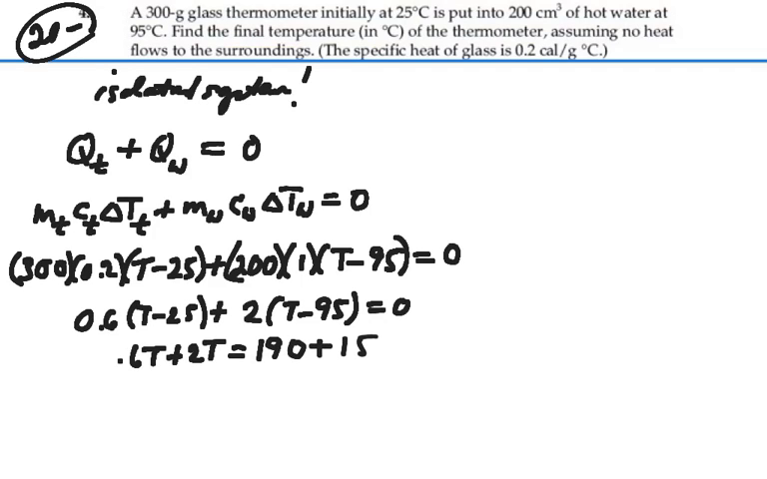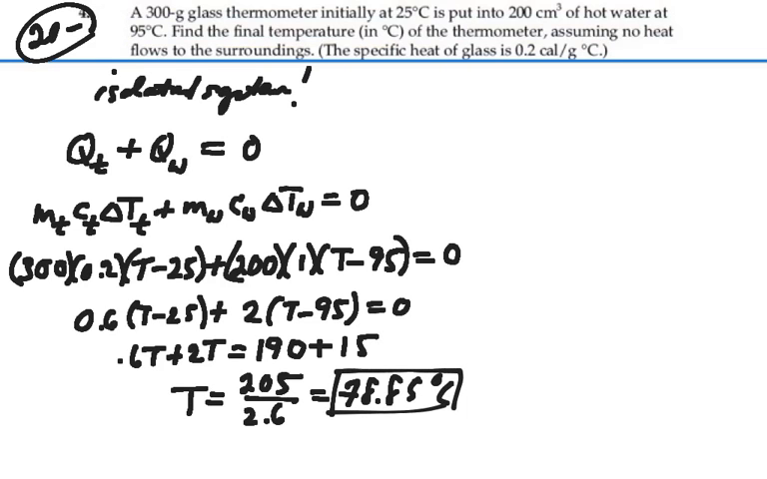So we have that T is going to equal 205 divided by 2.6. What is that? 78.85 degrees Celsius. So that is the final temperature of the system, 78.85 degrees Celsius.